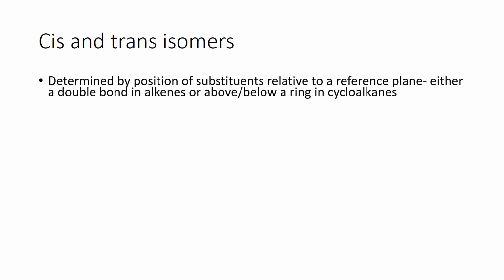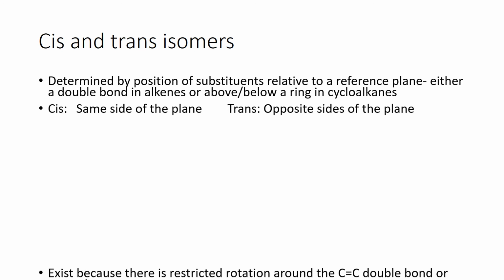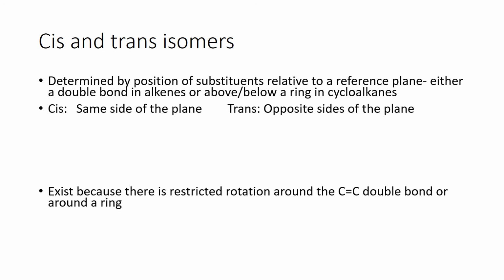So cis and trans isomers are determined by the position of substituents, so things attached to carbons, that are relative to a reference plane. That reference plane is either going to be a double bond in alkenes, or it's going to be a ring in cycloalkanes. So if it's a cis isomer, that means the substituents are on the same side of the reference plane, and trans means they're on opposite sides of the reference plane. All right, so let's look at some examples.